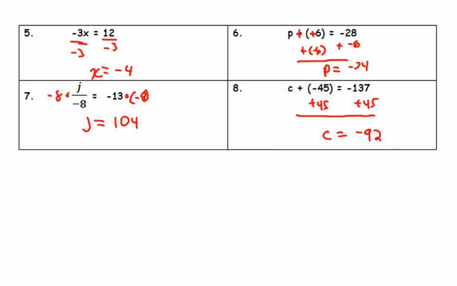Now that you've unpaused the video, I assume that you have completed the work. Go ahead and check your answers. Number 5 is -4, 6 is -34, 7 is -4, and 8 is -92. Thank you for doing your homework, and tomorrow we'll look at two-step equations.